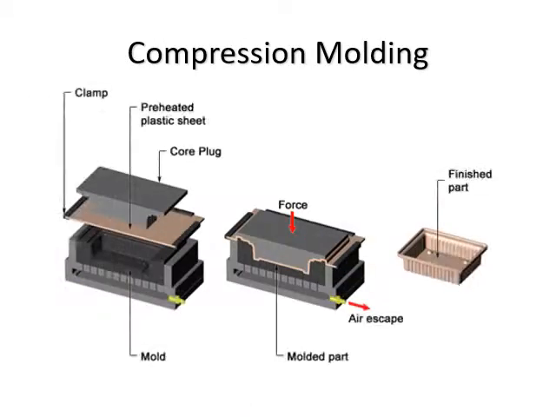This is the compression molding. In compression molding, you have the clamp to clamp the sheet material, and over here is the preheated plastic sheet, which is in a malleable condition. Then you have the core plug and the mold, the male and female mold. You apply force to the core plug and press down the material, and the air escapes from this part, and then you can get the finished part.